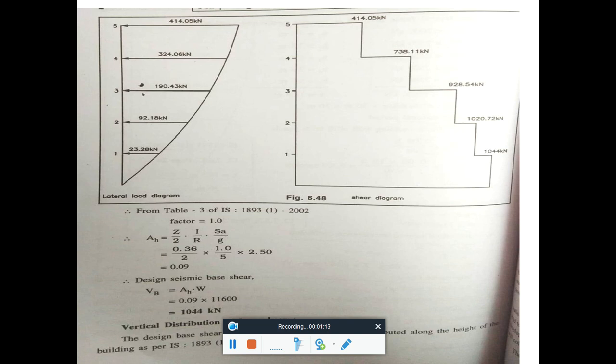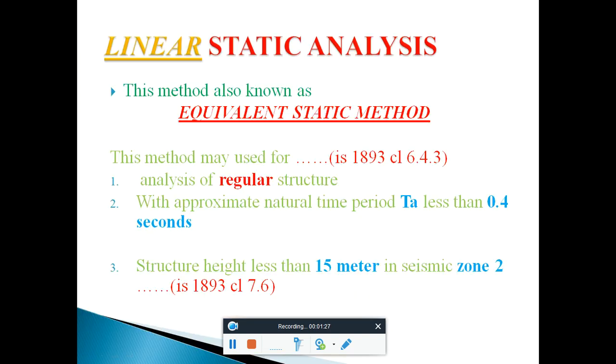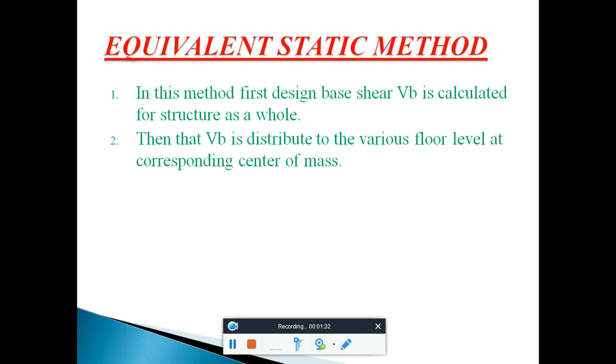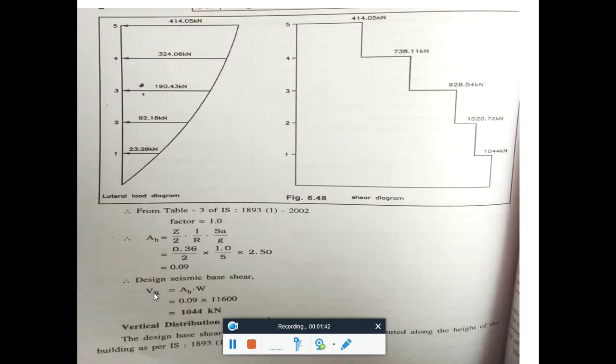You might have solved these problems in the course on earthquake resisting buildings. Here you can see Ah is Z by 2, I by R, Sa by g. Then you calculate VB equal to Ah into W. This is the equivalent static method, which comes under linear static analysis. In this method, we first calculate the base shear VB and then we distribute it on various floor levels. As you can see here, we calculate VB first and then distribute it over the whole building.